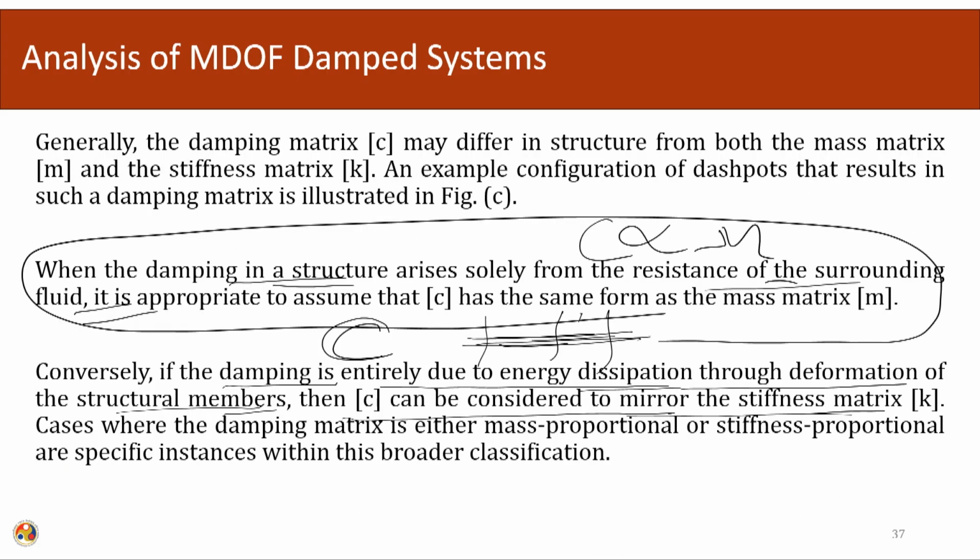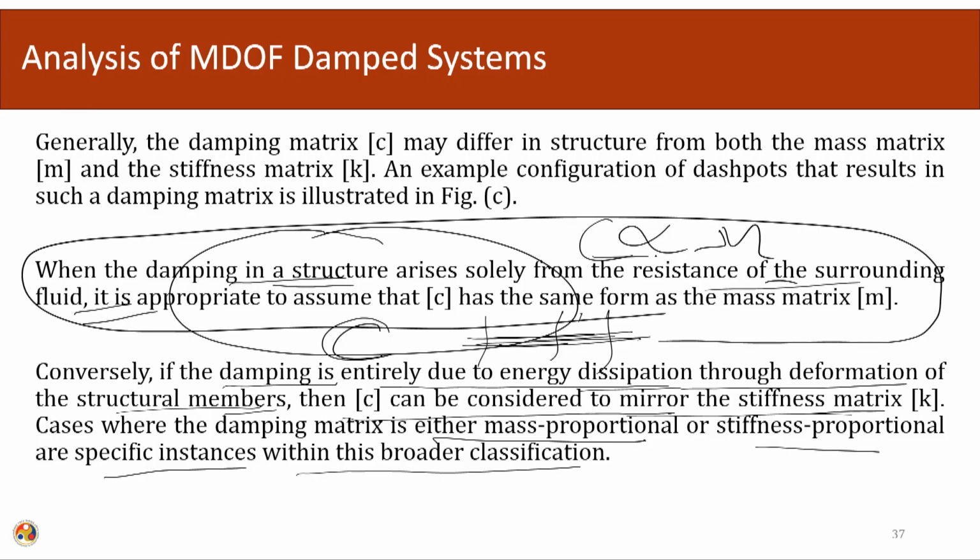So, cases where the damping matrix is either mass proportional or stiffness proportional are specific instances within this broader classification. If due to the external fluid resistance, the damping matrix becomes proportional to the mass matrix, and due to the internal energy dissipation from the relative motion, the damping matrix becomes proportional to the stiffness matrix. So, these are the two extreme cases. Generally, they are somewhere in between.